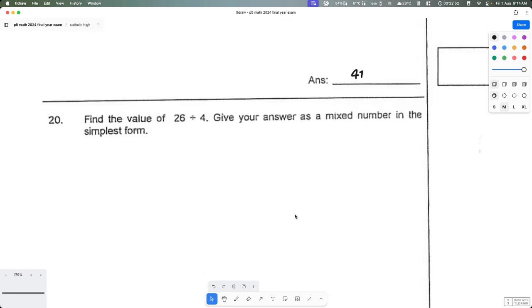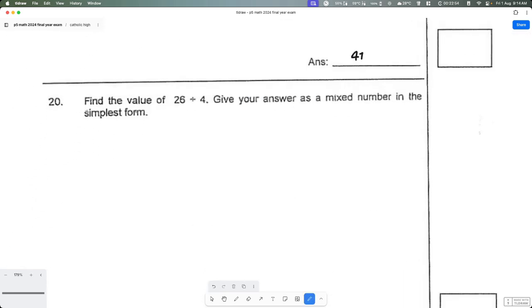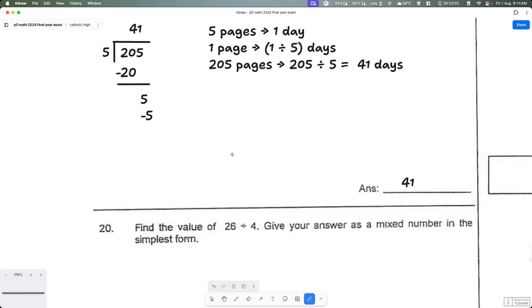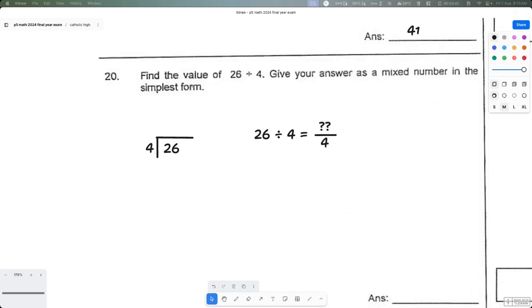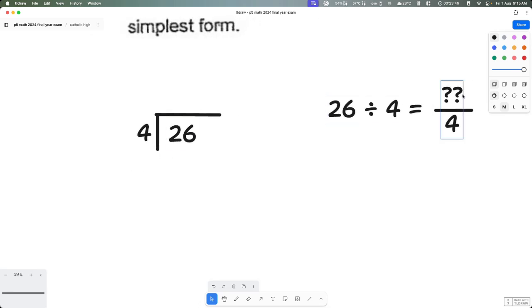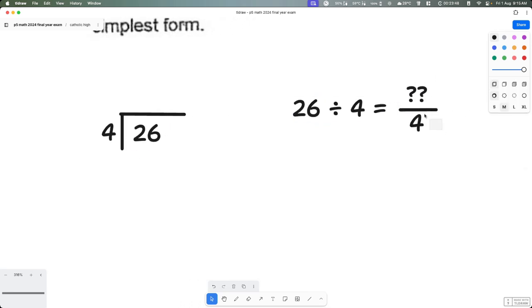Let's move on to the next question. Question number 20. Find the value of 26 divided by 4. Give your answer as a mixed number in the simplest form. Okay, so let's do a division working as well. It looks something like this. So let's focus on 26. Basically, you want to get the numerator and also the whole number itself. I'll just put the whole number here as well.